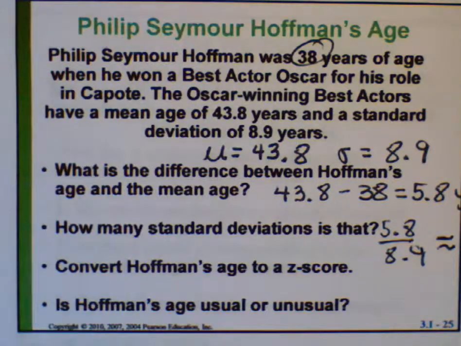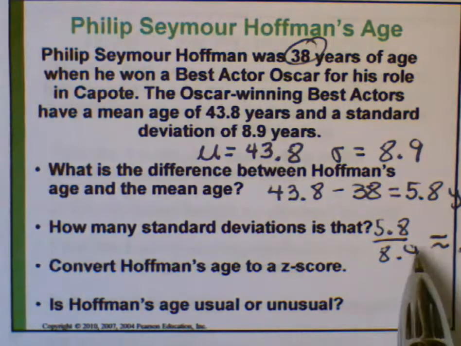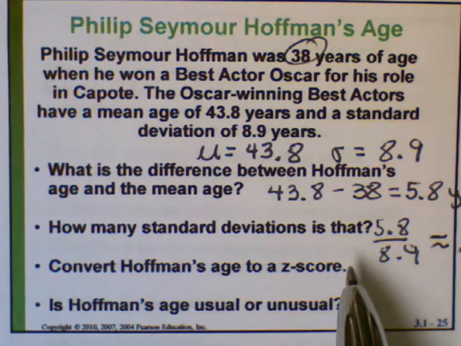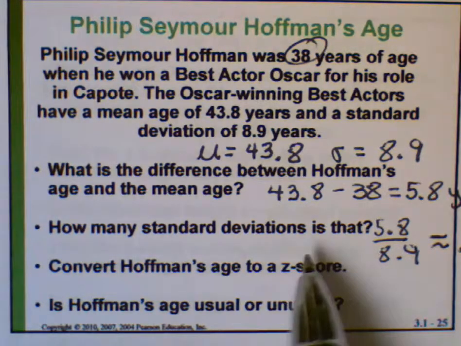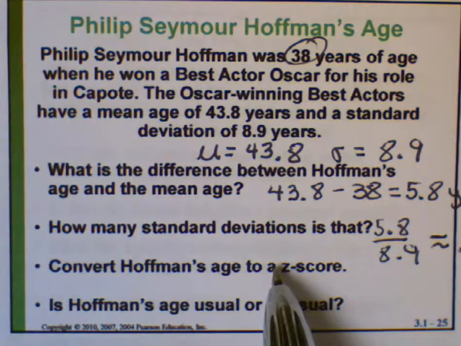And 5.8 divided by 8.9 is about, rounded to 2 decimal places, about 0.65. So he's a little more than a half a standard deviation away from the mean. But again, away from the mean doesn't tell whether he's younger than the mean or older than the mean. When you convert his age to a z-score, that's going to tell whether he's older or younger than the mean.